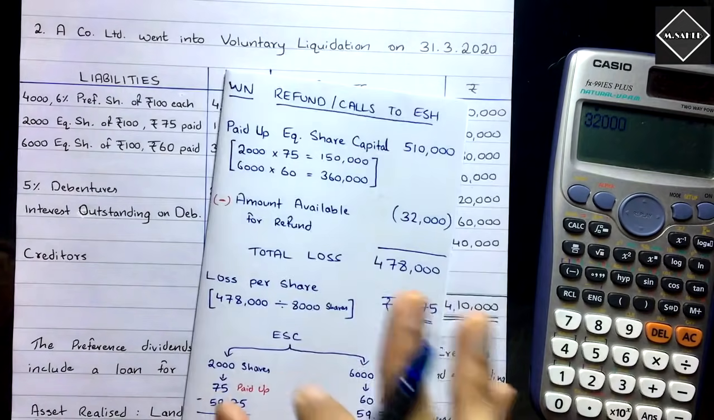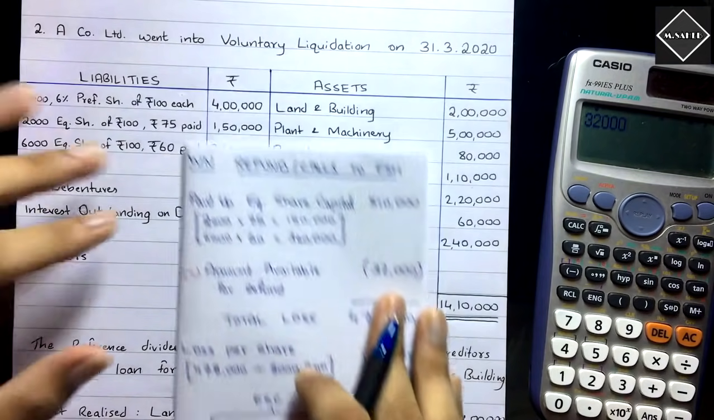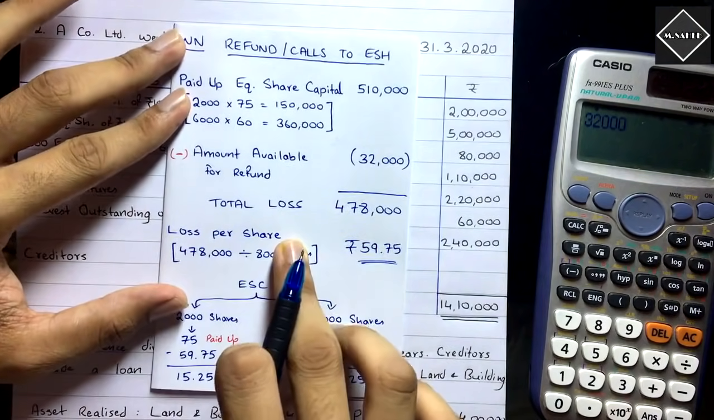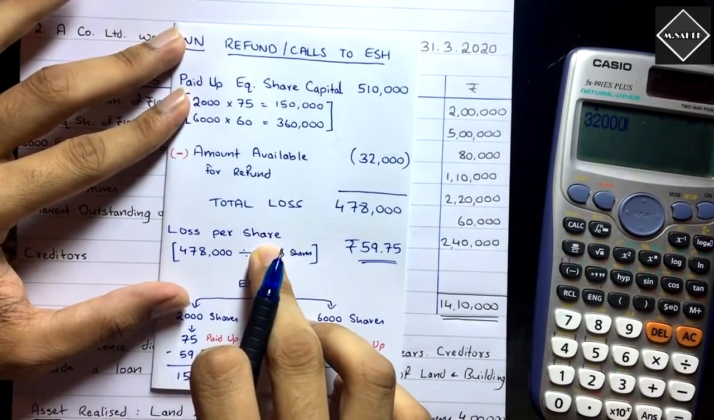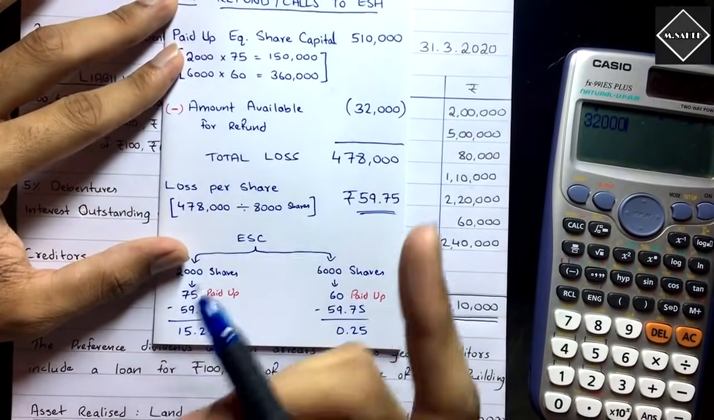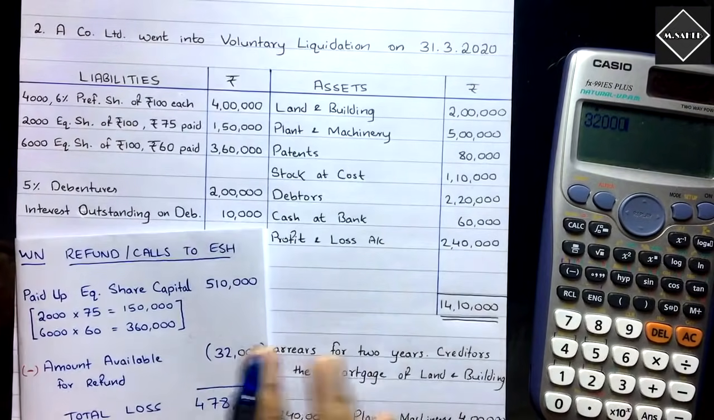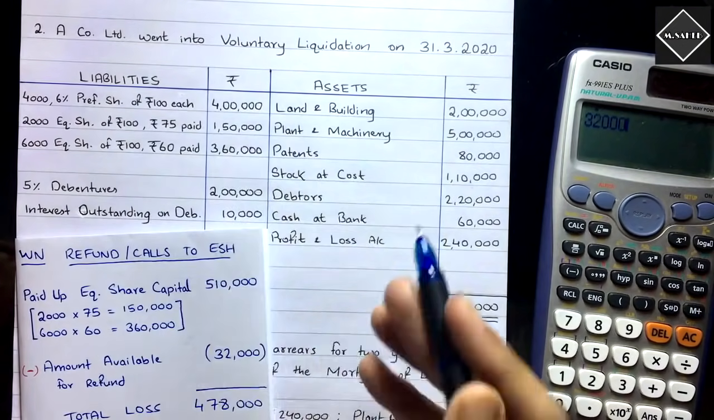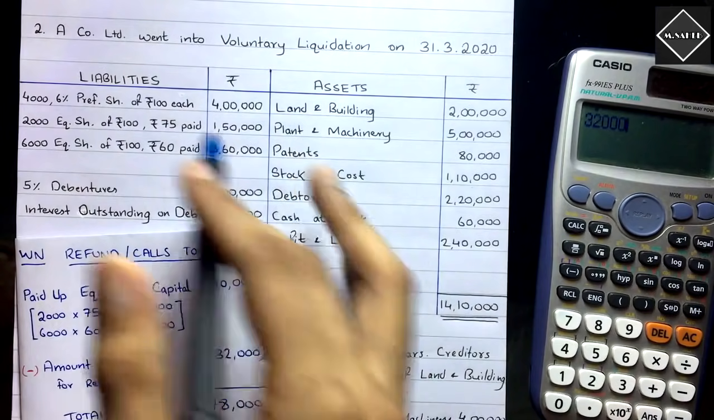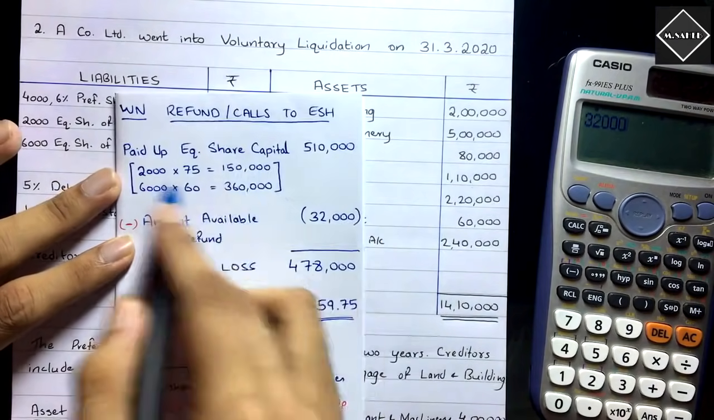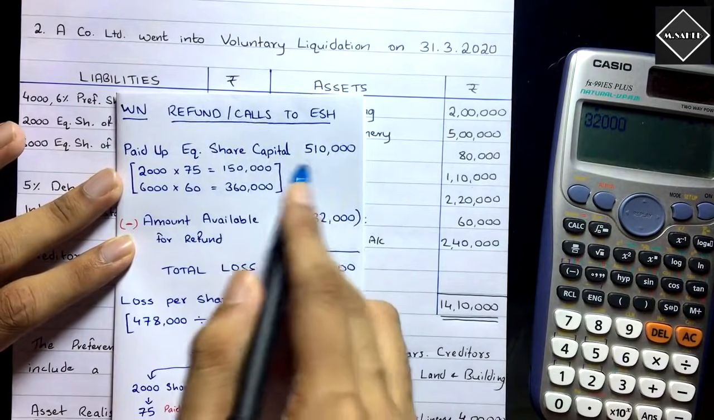So let's see this calculation. It's very simple. First, you have to calculate the loss per share. How much loss do we have to make on one share? That is what we have to calculate. So how do we do that? It's very simple. First take the total paid up capital, whatever is there in the balance sheet, the paid up equity share capital. You don't have to do this calculation also. I have just shown you how this figure came out.